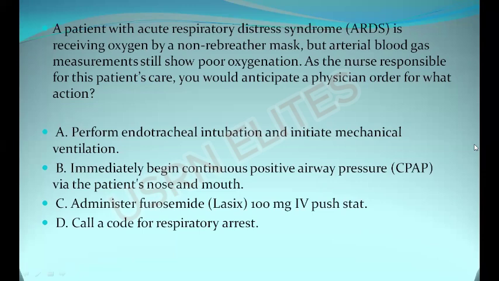I'll go for A. My problem here is that the client is already on a non-rebreather at max, but the saturation is so poor. So it might be that there is something going on with the upper respiratory tract that we are using. Intubation and initiating mechanical ventilation will bypass the upper part of the respiratory tract and go directly into the lung for proper oxygenation. With the CPAP, it is still the same, using the upper respiratory tract, which is not helping and is still causing the poor oxygenation.